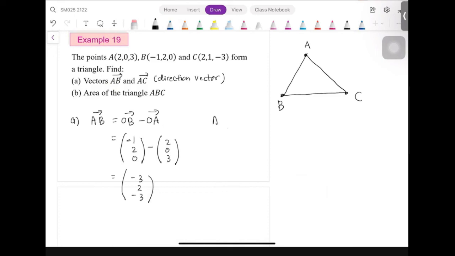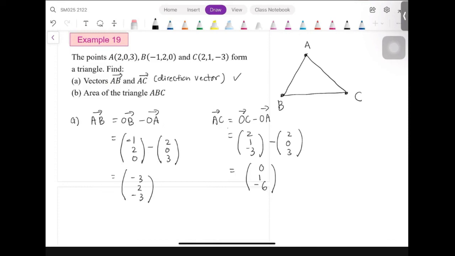Next, find direction vector AC. It would be OC minus OA. So we would have the vector 2, 1, negative 3 minus 2, 0, 3. In this case, our answer would be 0, 1, negative 6. That settles part A. Now, part B. Find the area of our triangle.